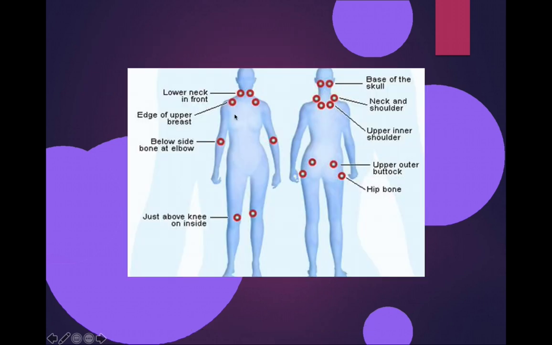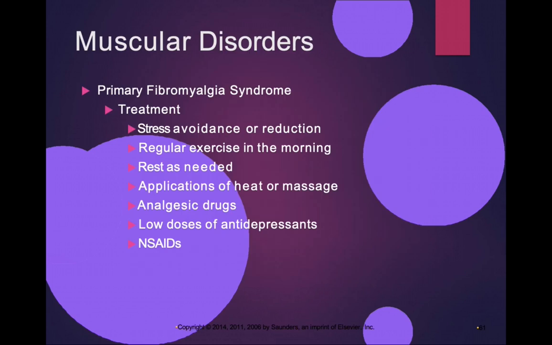Here are the 18 spots. You can see at the neck, around the traps, at the elbows, the knees, front and back, even around the hips. So there's classically 18 tender spots that have to be tender to be fibromyalgia.